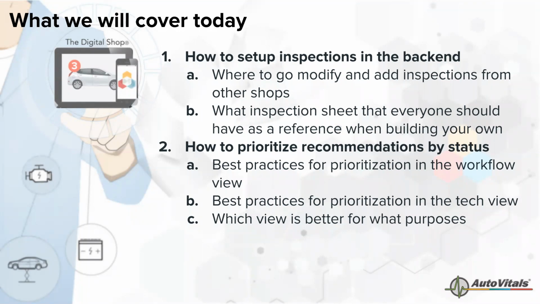And then also we're going to talk about how to prioritize work, how to prioritize your inspection sheets by statuses. So if you want to show the good stuff first or the bad stuff first, if you want to add in the work order information as well, you can do that. So a lot of people like to attach the diagnostic stuff that they run, and we'll show you how to do that as well. And of course, answer any questions that you have.